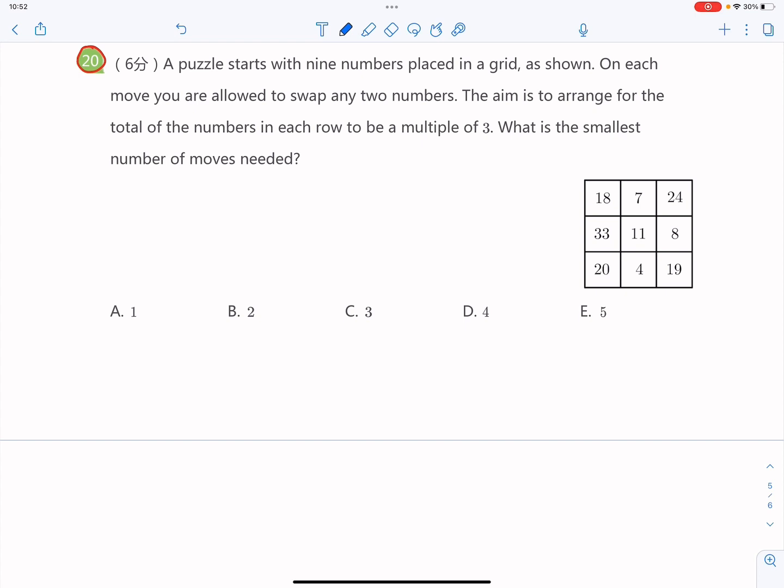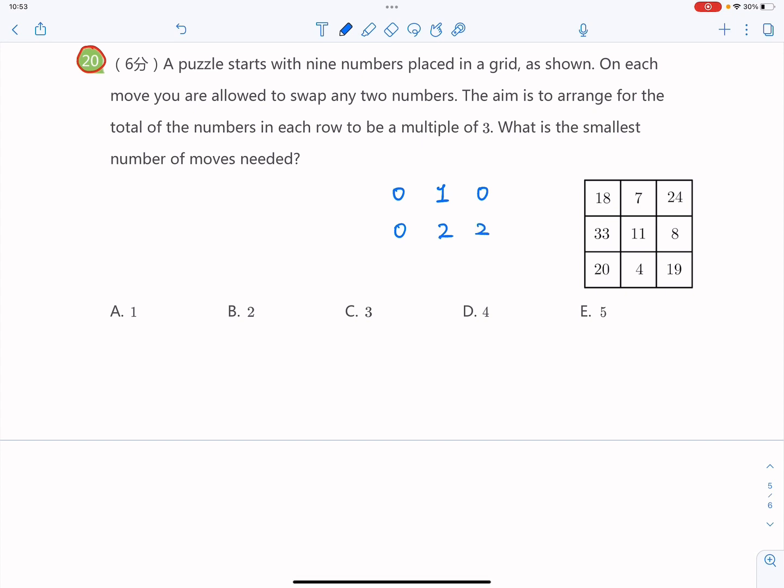So guys, basically, if you want to get a multiple of 3, you have to divide each number by 3 and see what's the remainder of that. 18 divided by 3, the remainder is 0. 7 divided by 3, the remainder is 1. 24 divided by 3, the remainder is 0. And then 33 divided by 3, the remainder is 0. 11 divided by 3, the remainder will be a 2. 8 divided by 3, remainder is also 2.